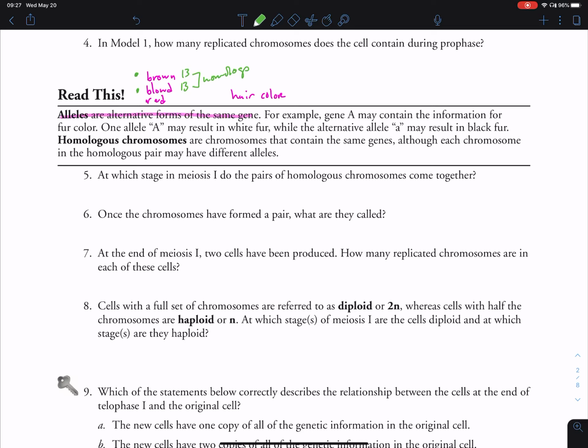So just a heads up in that sense, when we talk about alleles, we're talking about something located in the same place of a chromosome, but the DNA is not going to be exactly identical.